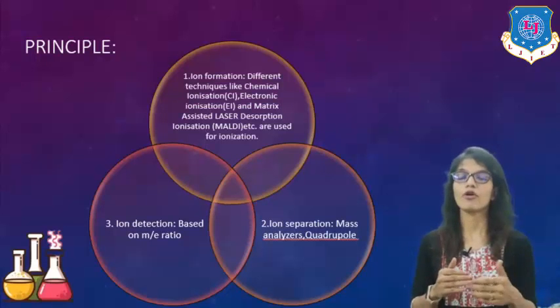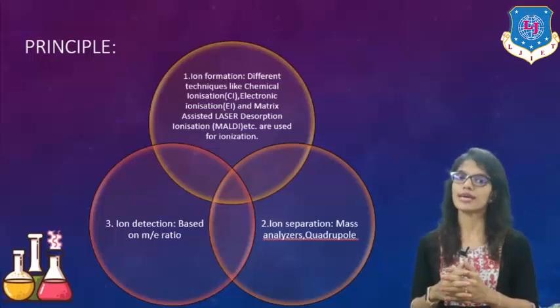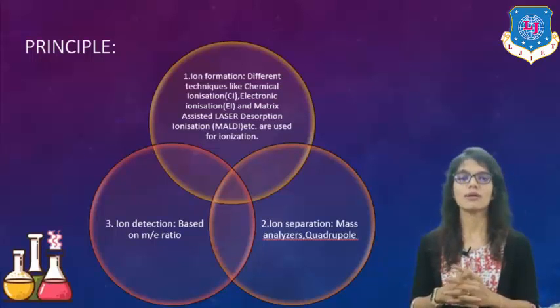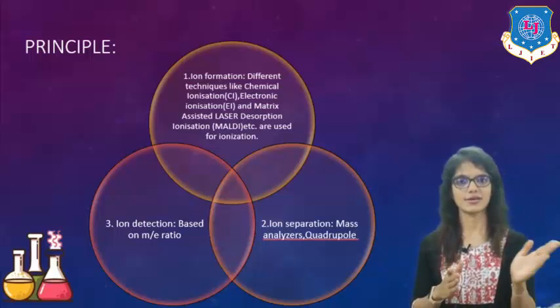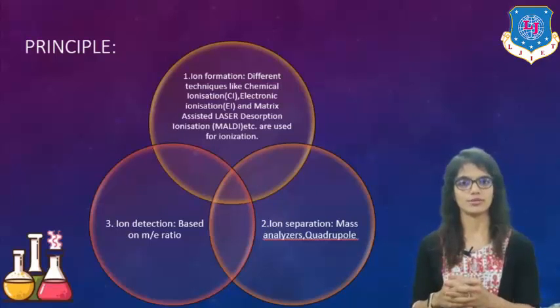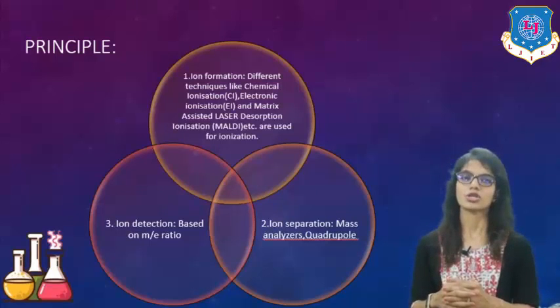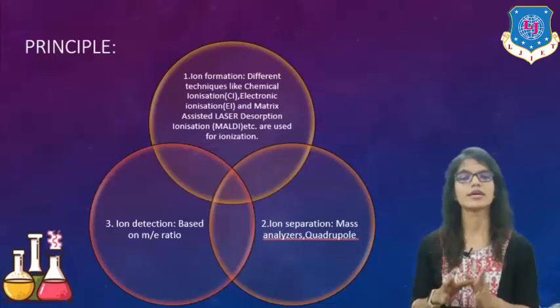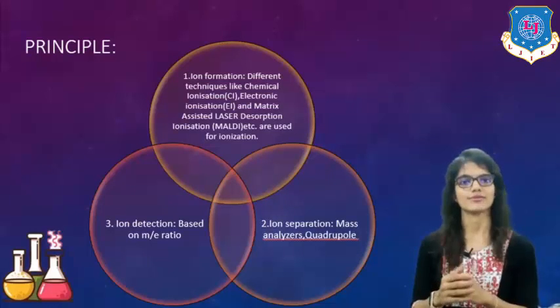So with the help of the ion separator. What is the ion separator? They are also known as quadrupoles or mass analyzers. We can use a grating, we can use a prism, etc. for the ion separation.